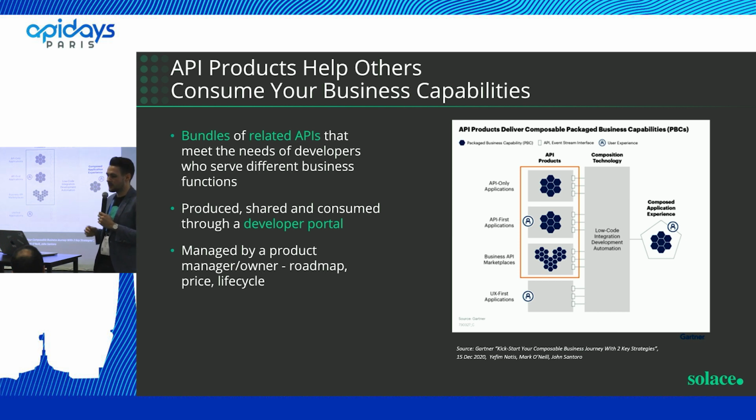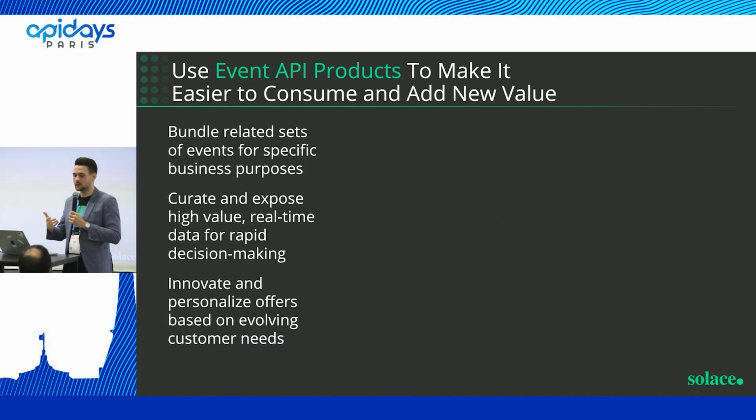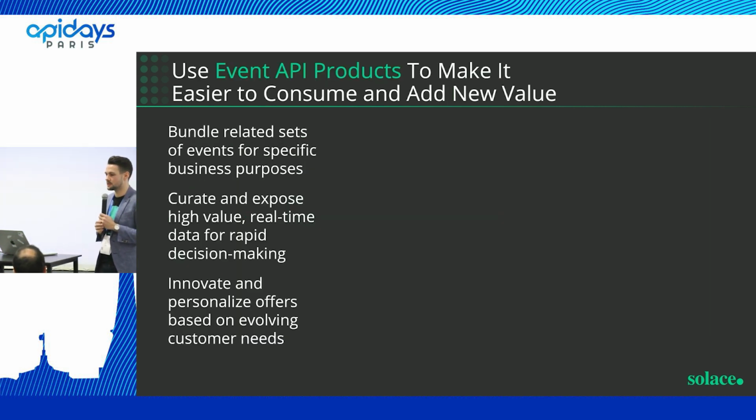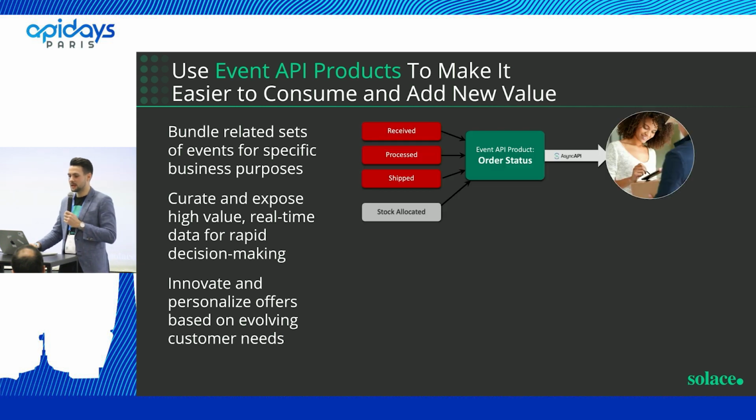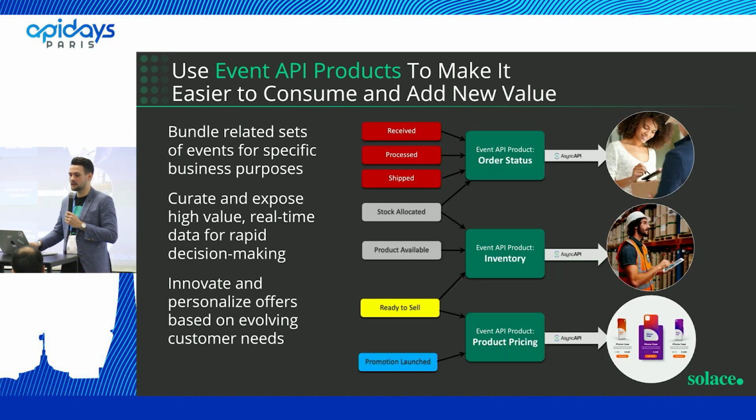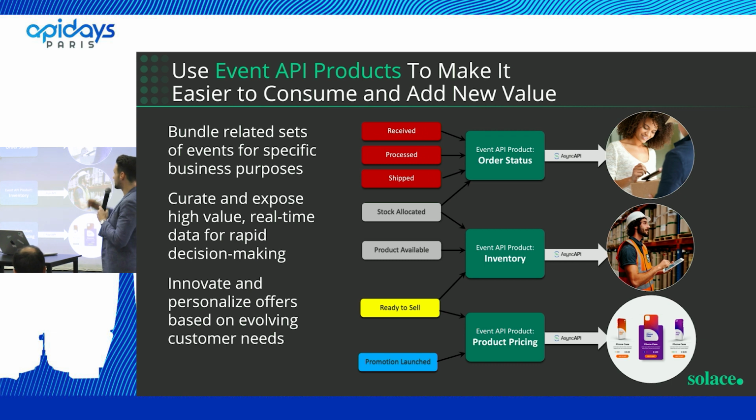So you would bundle related APIs, you would put them into a developer portal, and they would be managed by a product owner or an API team. So how this comes into place in an event-driven API use case would be, for example, something like this.